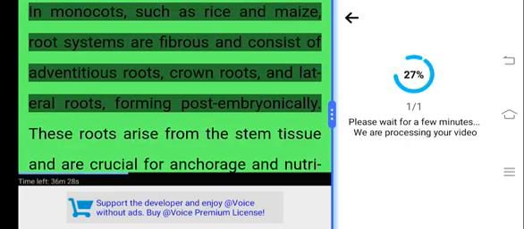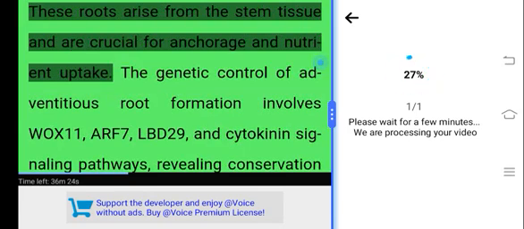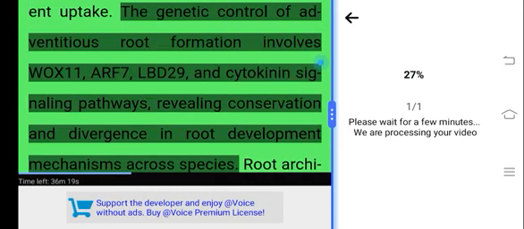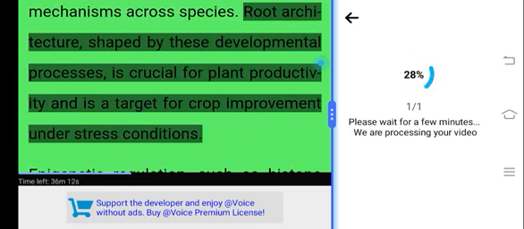In monocots, such as rice and maize, root systems are fibrous and consist of adventitious roots, crown roots, and lateral roots, forming post-embryonically. These roots arise from the stem tissue and are crucial for anchorage and nutrient uptake. The genetic control of adventitious root formation involves WOX11, ARF7, LBD29, and cytokinin signaling pathways, revealing conservation and divergence in root development mechanisms across species. Root architecture, shaped by these developmental processes, is crucial for plant productivity and is a target for crop improvement under stress conditions.